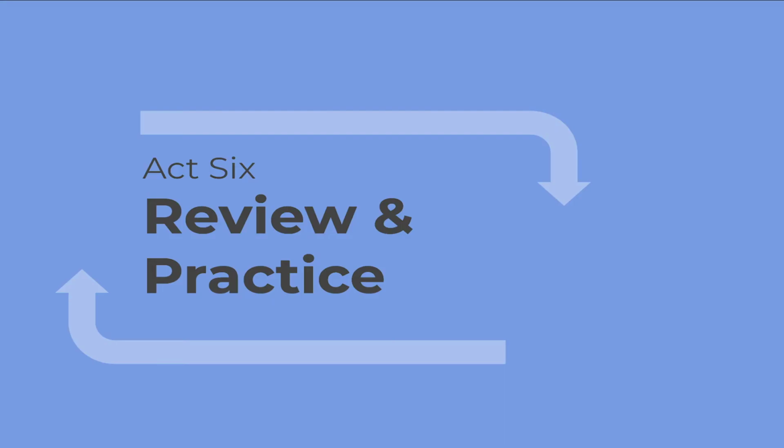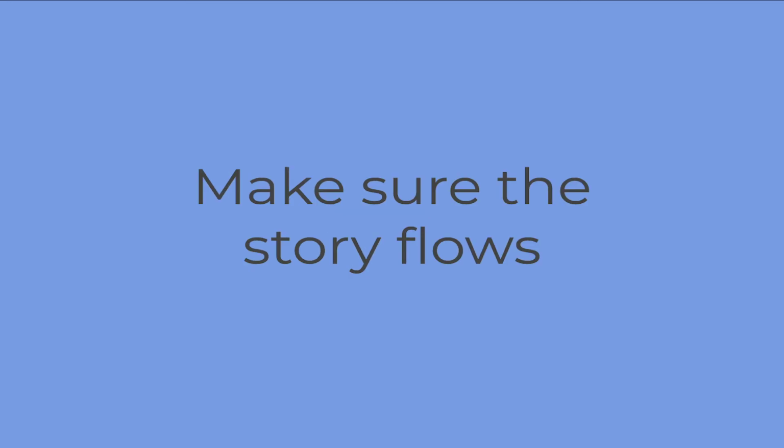Act 6, review and practice. Make sure the story flows. So a story consists of various parts with an intro, with a conflict, with a conclusion, and all that good stuff. And you want to make sure that it flows from the beginning to the end, this train track that I keep talking about, this train that you're on. And a great way to make sure that this train is going along this track of the story that you're trying to tell is by practice, practice, practice.